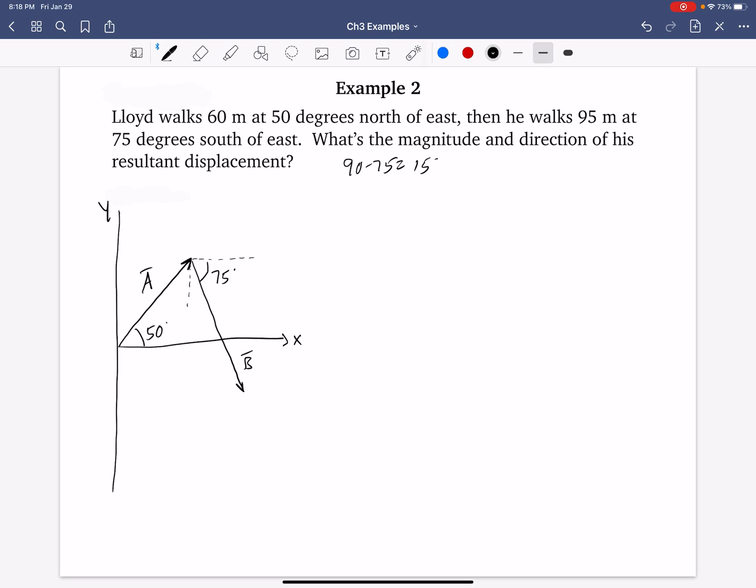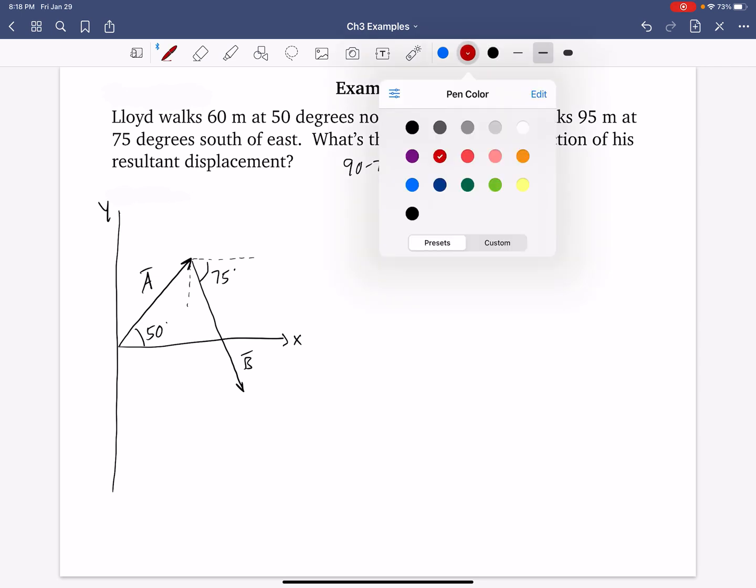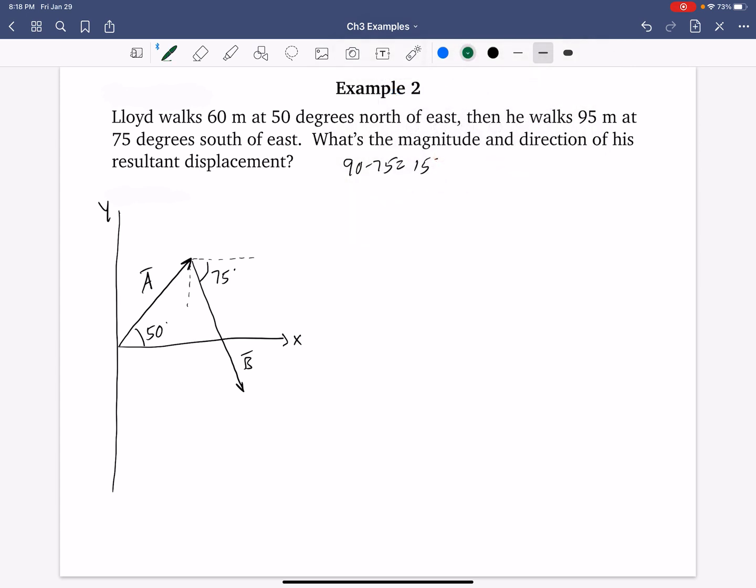So, if that's our diagram, we want to find the resultant, which I'll draw in green. We want to find the resultant, R, not only the magnitude, but the direction as well. So the direction with respect to x, right there. What's R and what's theta?